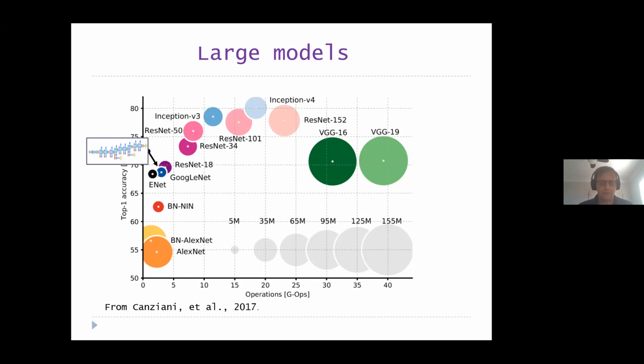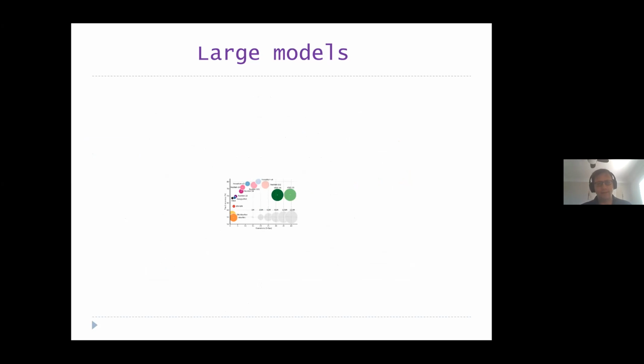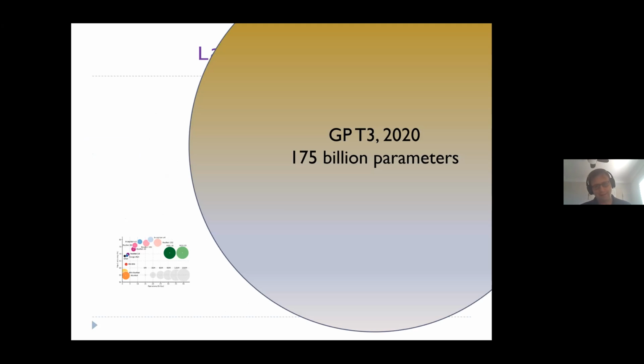Now, this was from 2017, of course. This year is 4 years later. So now, in 2020, GPT-3 was the largest model, and it has 175 billion parameters. So that's what it looks like. This is to scale.